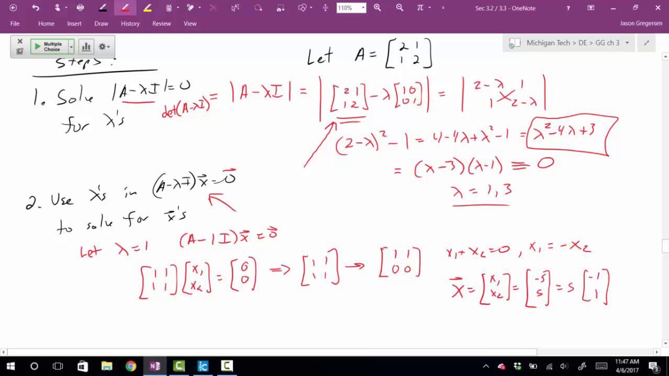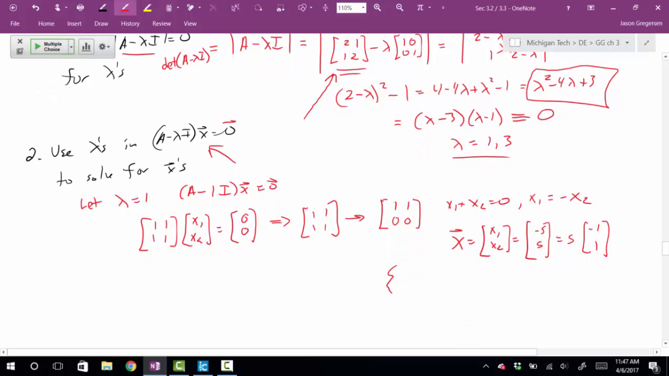That happens every single time. The eigenvectors are always going to be some parameter times some vector. It happens all the time. I would say the eigenvector is [-1, 1]. When I say the eigenvector is [-1, 1], we all know that it's [-1, 1] and any multiple. I won't even use that parameter s anymore. I'm just going to say the eigenvector is [-1, 1]. And so now I have the eigenpair: lambda equals 1, and my first eigenvector is [-1, 1].